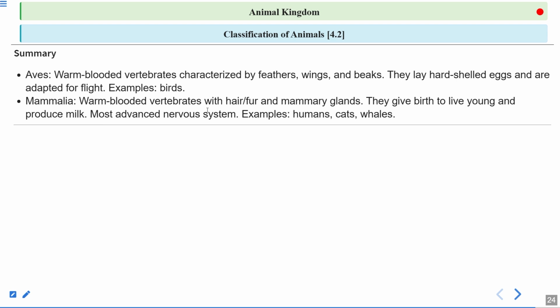Mammalia: warm-blooded vertebrates with hair, fur, and mammary glands. They give birth to young ones and produce milk. They have the most advanced nervous system. Examples: human, cats, and whales.